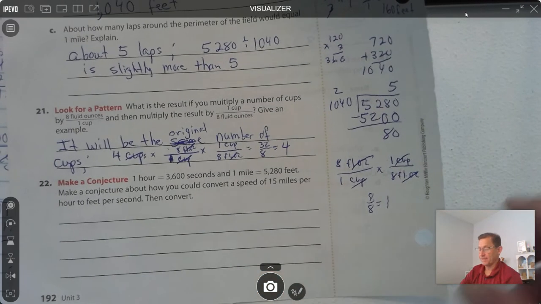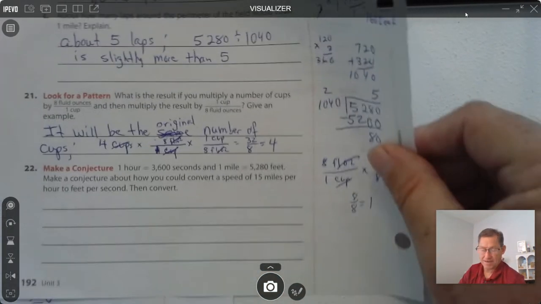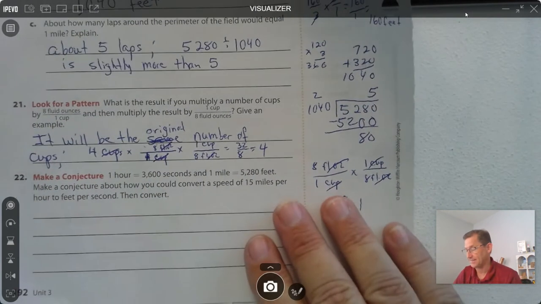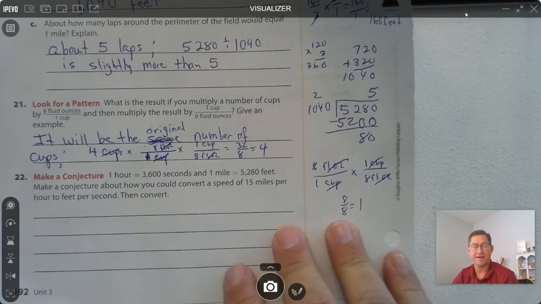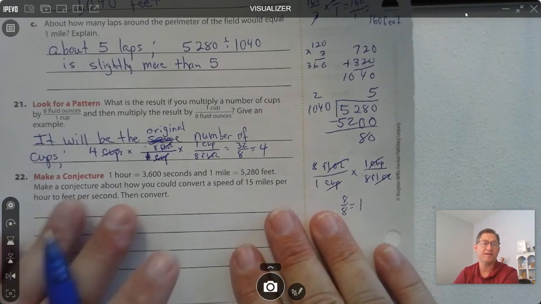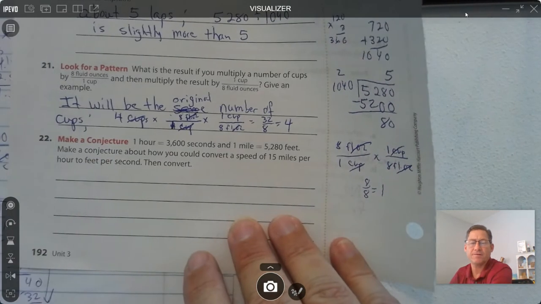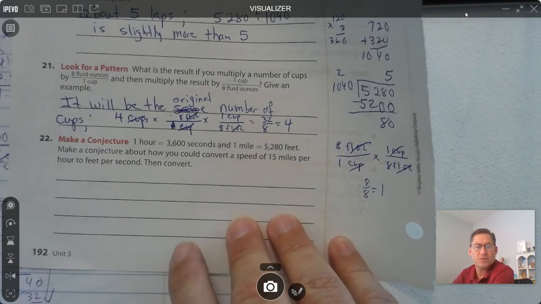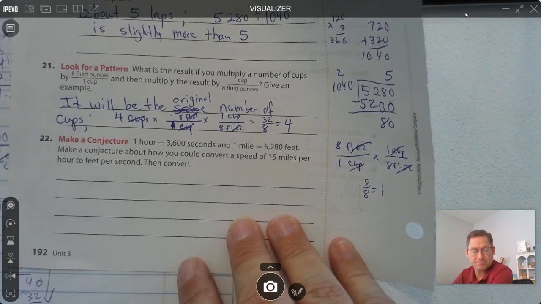Okay, and 22. 1 hour is 3,600 seconds, and 1 mile is 5,280 feet. Make a conjecture about how you can convert a speed of 15 miles per hour to feet per second. Then convert.